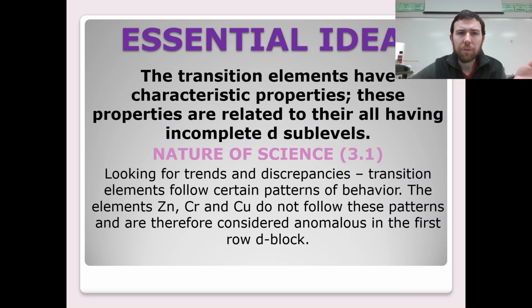Now, we do need to note that zinc, chromium, and copper, they are going to deviate from those patterns a little bit more, and so we would say that those would be anomalies in the first row of the D block on the periodic table. Okay.